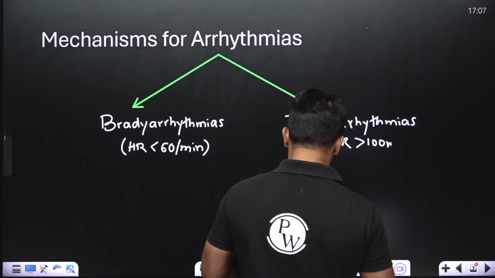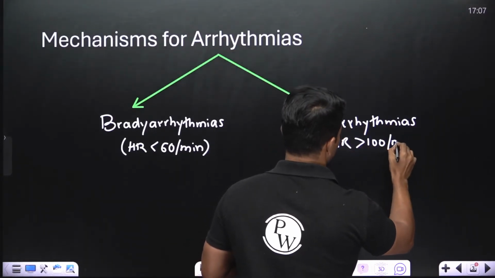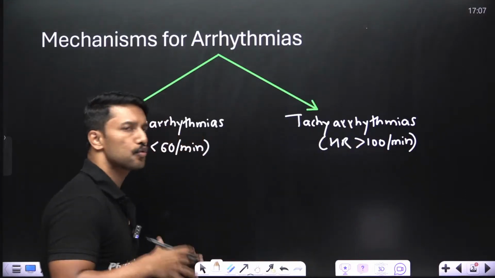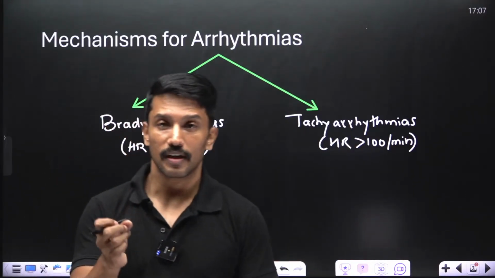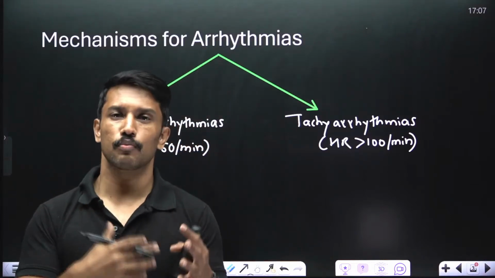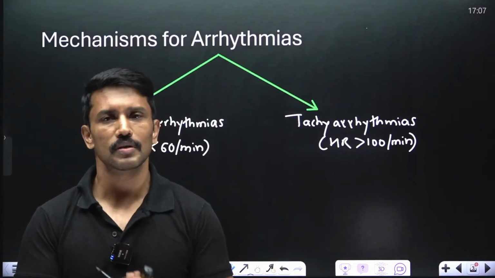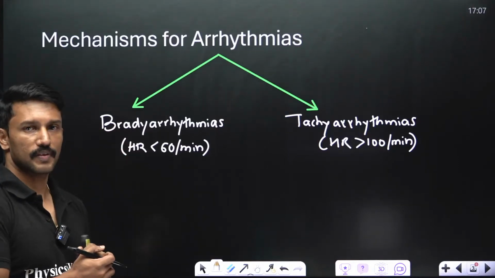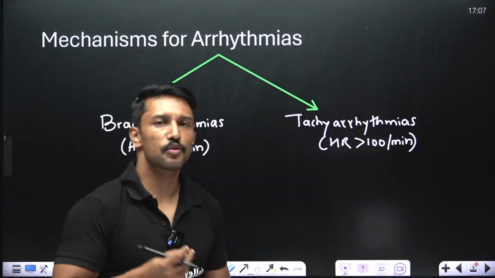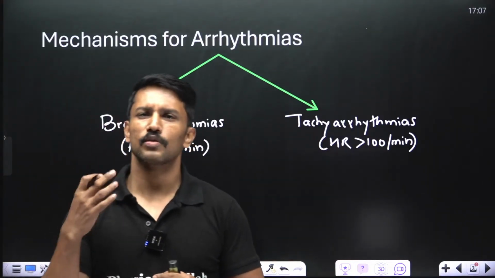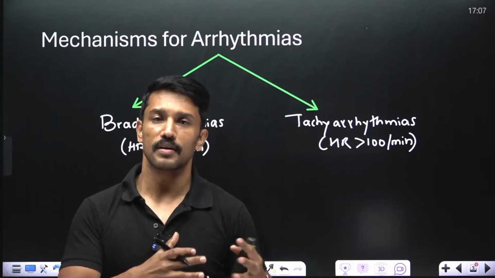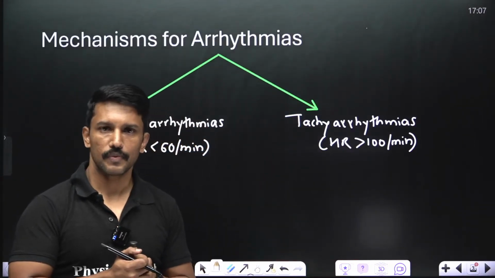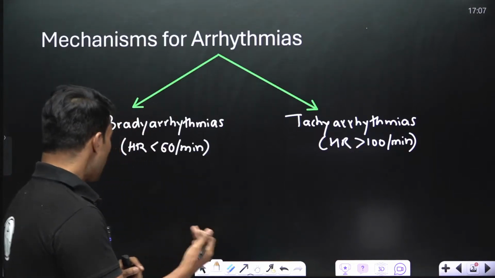Now, can anybody give me an example for a bradyarrhythmia? Of course, sinus bradycardia is an example. Then in this ECG series, so far we have discussed AV blocks, right? First degree, second degree, Mobitz type 1, Mobitz type 2, third degree AV blocks. All of them are classical examples of bradyarrhythmias. And then tachyarrhythmias, you might have heard about atrial fibrillation, paroxysmal supraventricular tachycardia, ventricular fibrillation. They're all tachyarrhythmias.